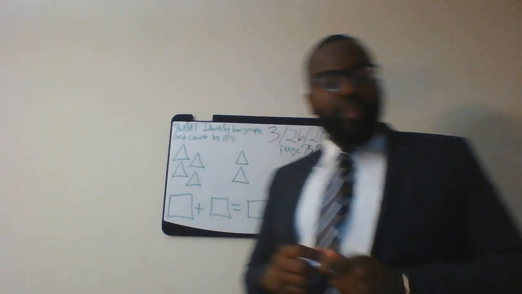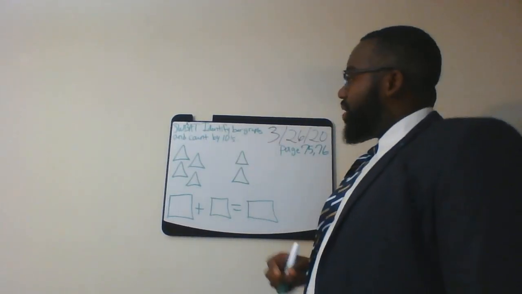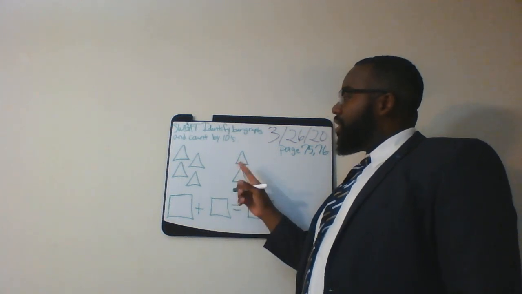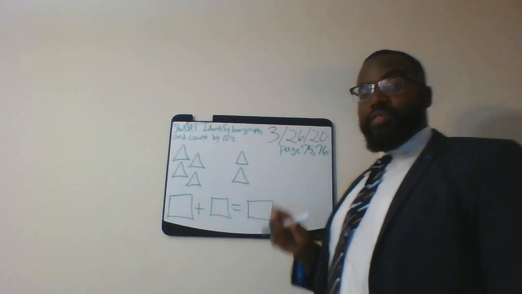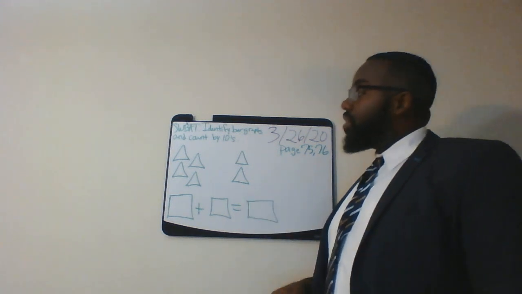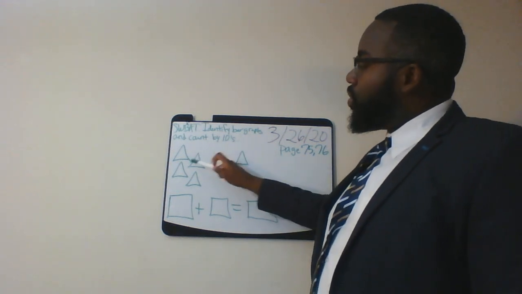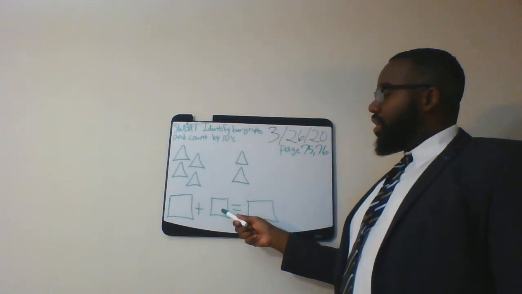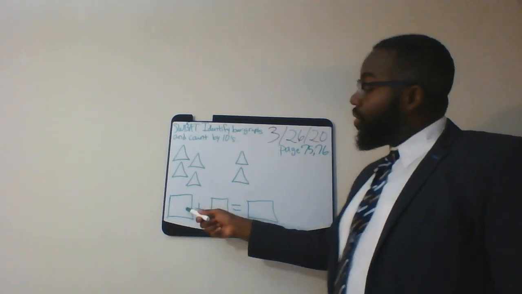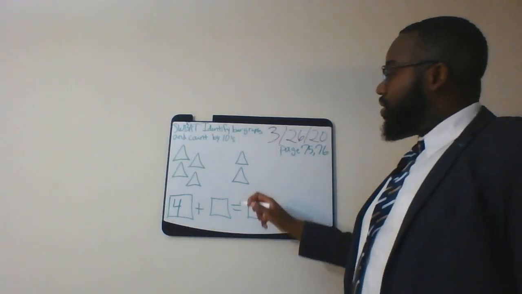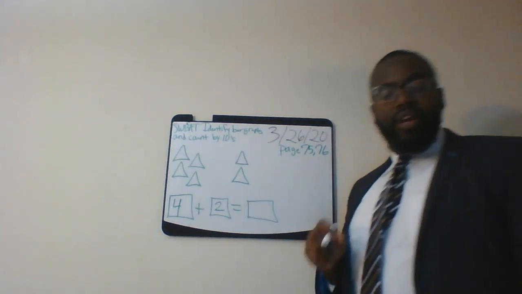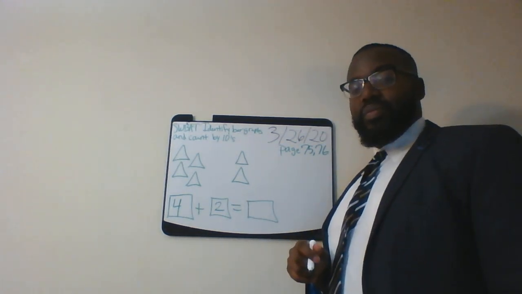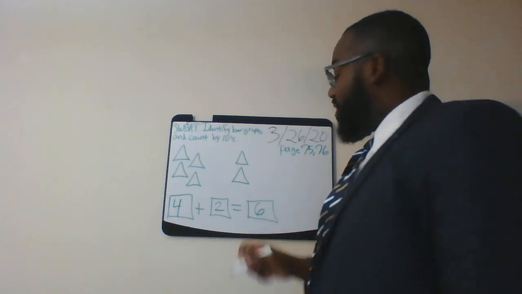Number 7 wants us to write the combinations. So let's look at what we have. We have shapes. Then we have to count the shapes on each side to put it in the right spot. Let's start off with this side. We have 1, 2, 3, 4. So since we have 4, would it go here? No, you're right. It will go right here. Since it's on that side, let's count the next one. 1, 2. That is 2. So what is 4 plus 2? From that combination, what is 4 plus 2? Good job. It is indeed 6. That is correct.